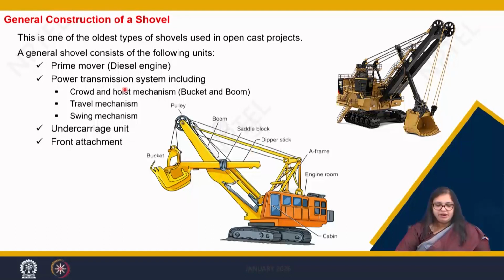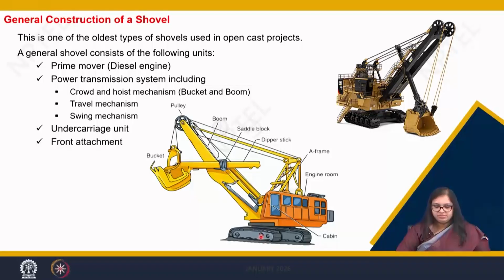Now all the power transmission systems, that is the crowding and hoist mechanism, we will be discussing in a while. The crowding is for the bucket, so that the bucket would penetrate into the virgin rock and then do the excavation. The hoisting action is for the bucket: the bucket would move up and down and the boom would move up and down. So these two hoisting mechanisms of the bucket and the boom, with the crowding mechanism of the bucket, are all housed on this turntable only.